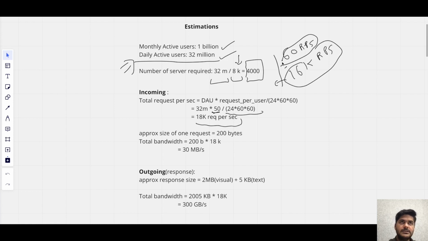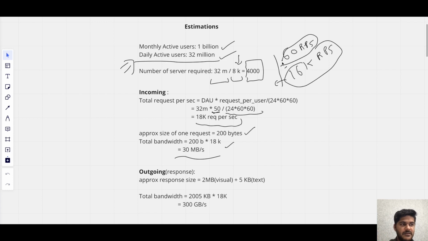Now if I see what user is sending is some text and all, so we can actually count how many bytes will be there, right? On basis of how many maximum number of characters will be there. So I took an approximation of 200 bytes will be the maximum size of my input which is coming towards my server. If 18k are there, then 30 MB per second is good enough to handle the 18,000 requests per second.